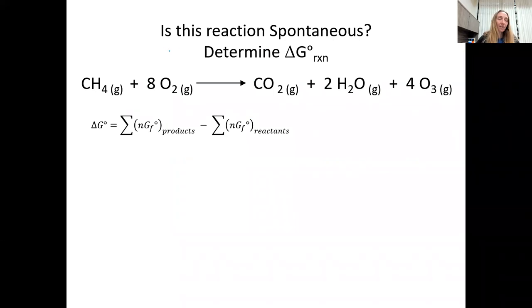So back to the question, is this reaction spontaneous? We're going to look at our delta G value and see if it's a positive or negative number to tell us if it's spontaneous. I have my chemical reaction here and the formula that I choose to use. We have delta G naught equals the sum of the products minus the sum of the reactants. Now, I told you that these Gf naught values, the little f stands for formation.